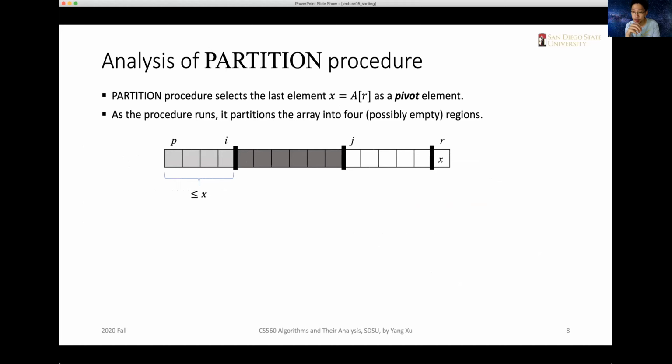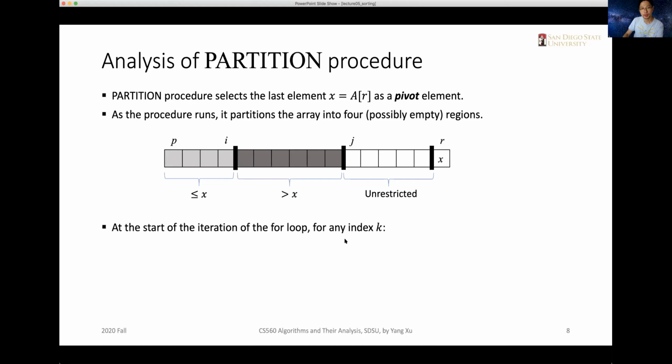As we are within the for loop iterations, everything to the left of I is smaller than the pivot, and everything between index I and index J are the elements that are greater than the pivot. Everything to the right of J is those that we haven't iterated over yet, right? Because J is the counter of the for loop.